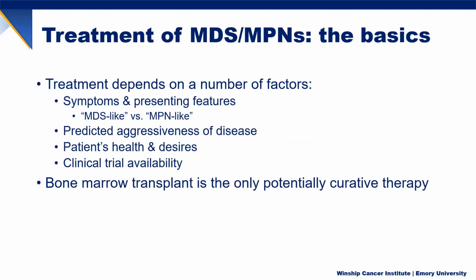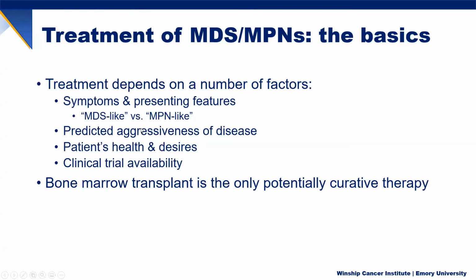Some of the factors that go into that decision-making I have here, and probably number one is how patients are presenting. What are their symptoms? What do their blood counts look like? Is this more of an MDS-like disease where we're dealing with low blood counts that we need to improve? Or is it more of an MPN-like disease where we're dealing with things like a big spleen that we need to treat? And really we have different treatments for the most part to target those different things.